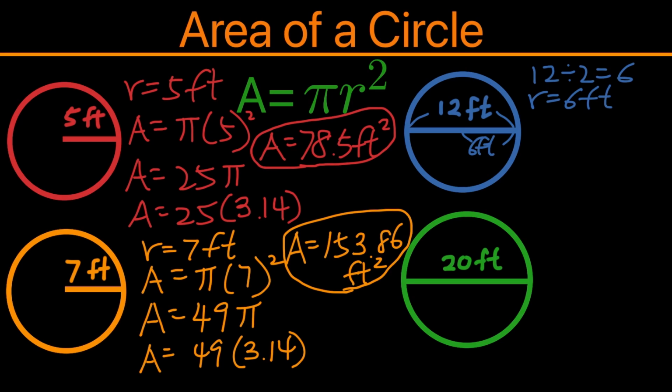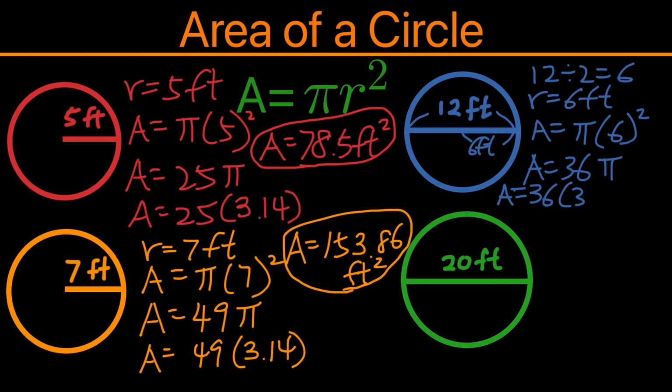Now that we have the radius, we will simply plug into the formula. Pi r is 6 and then square. So 6 squared is 36 pi. Then we'll plug in 3.14 as pi and input into the calculator and we will get 113.04 feet square.